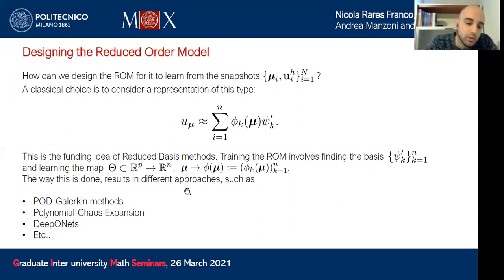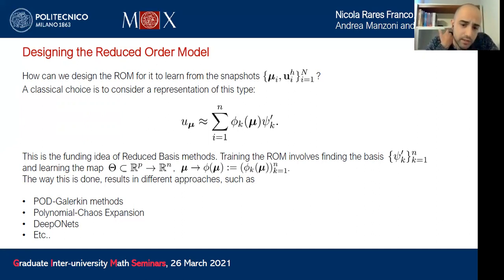Instead, the approximation of the correspondence from the parameters to the coefficients can be much more complicated, and there are many possibilities. For example, polynomial chaos expansion assumes that these coefficients depend polynomially on mu, so you can do some type of fitting using these further properties. Then you can have instead the POD Galerkin methods, which have been very popular and work very well on elliptic problems with affine coefficients.